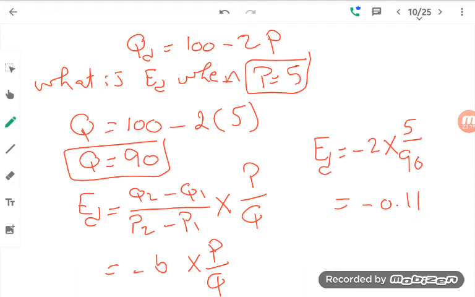It's negative 0.11. So the demand in this case is inelastic demand.